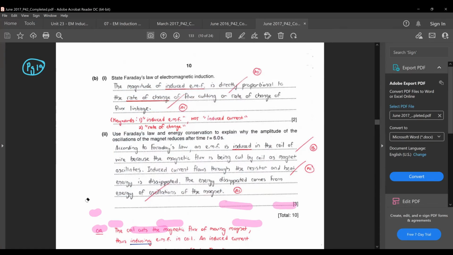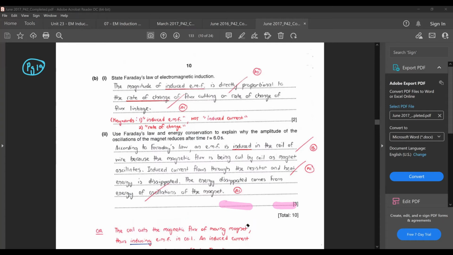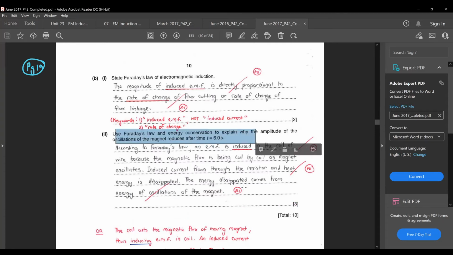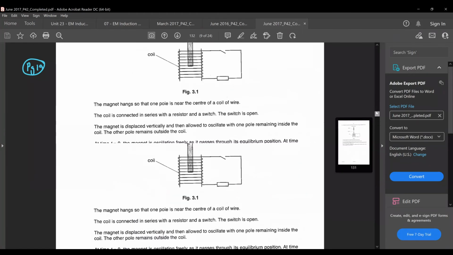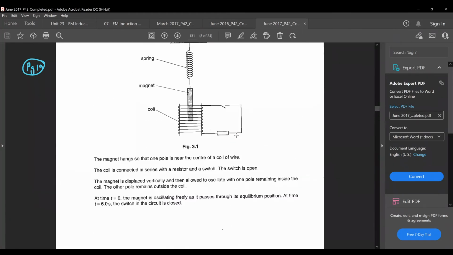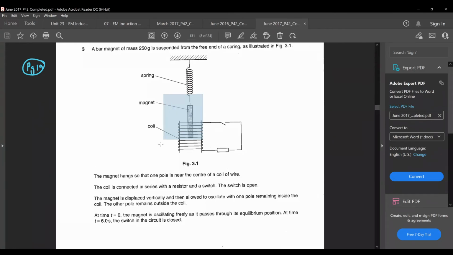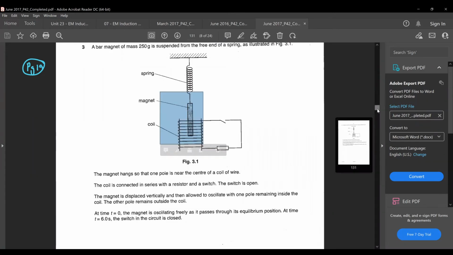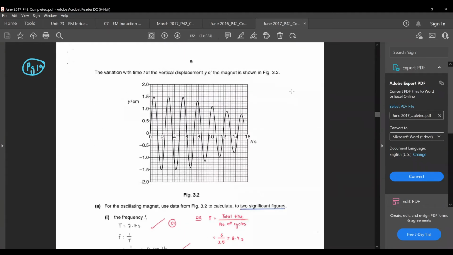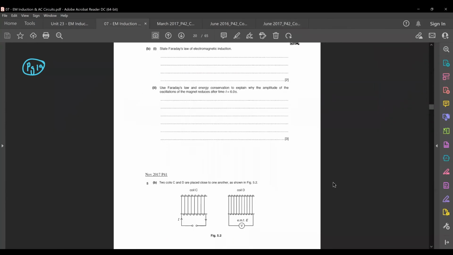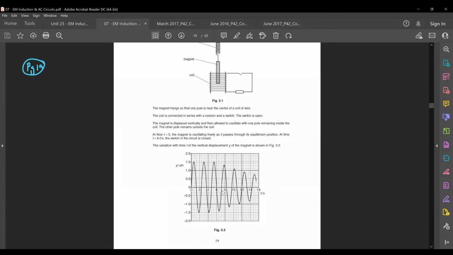They tell you to use Faraday's law and energy conservation to explain why the amplitude of the oscillation of the magnet reduces after t equals 6 seconds. So the diagram was this one. We know that the magnet oscillates up and down, and then after that you were given a graph showing how the displacement of the magnet varies with time. This is what you see.